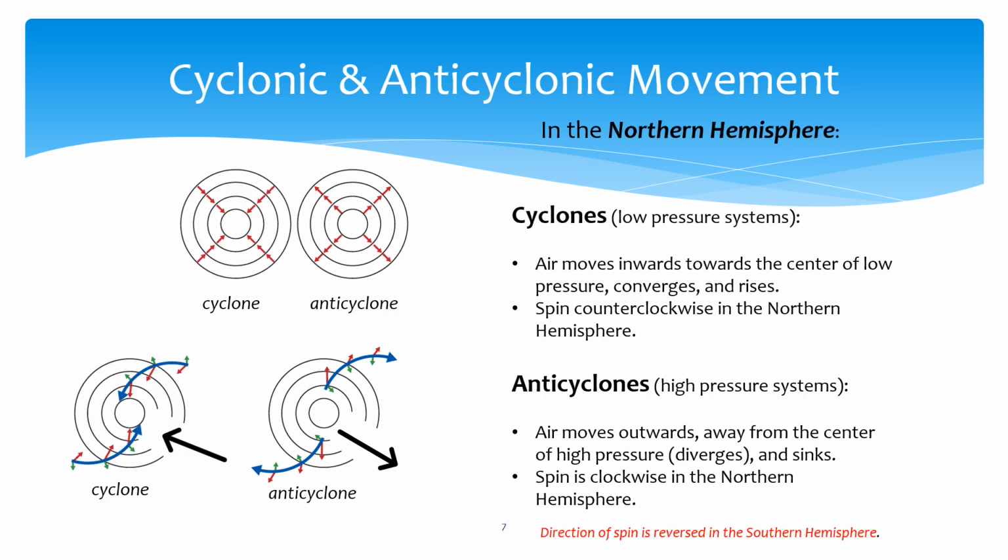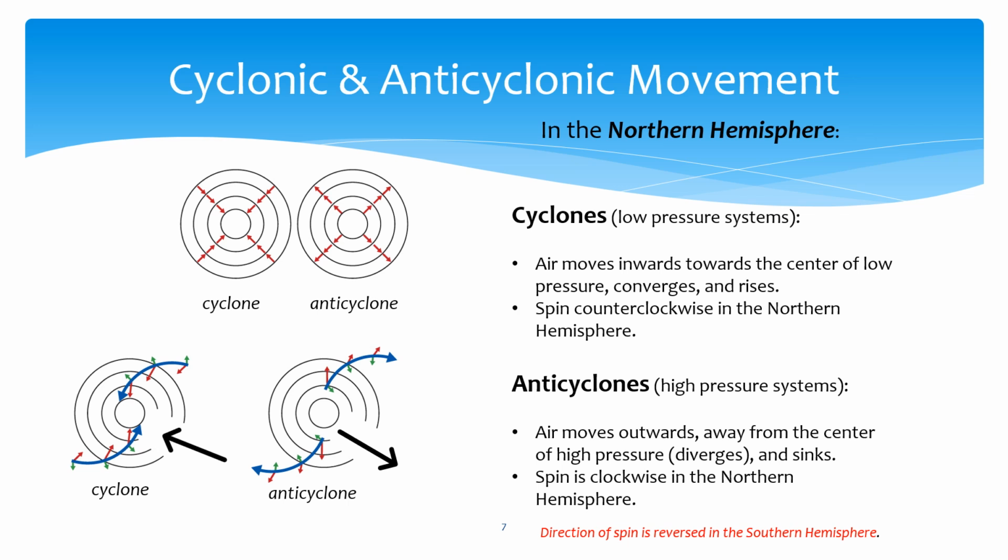This slide just summarizes everything I just told you. Plus, notice the caveat in red at the bottom of the page. The direction of spin is reversed in the southern hemisphere. So in the southern hemisphere, our anticyclones are going to go counterclockwise. Our cyclones are going to go clockwise. We're in the northern hemisphere, so you don't need to worry about that too much.